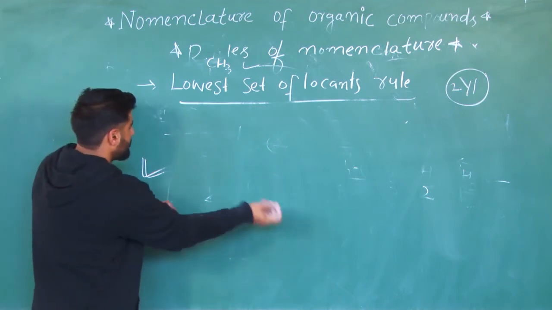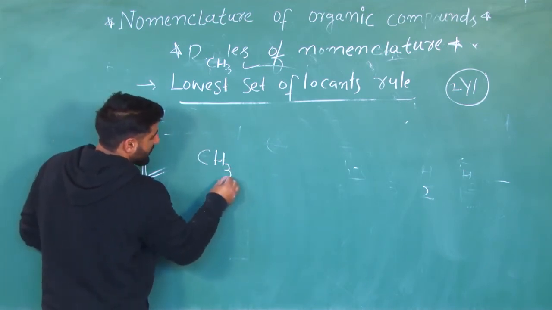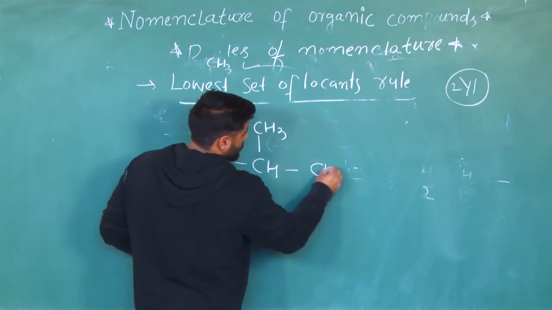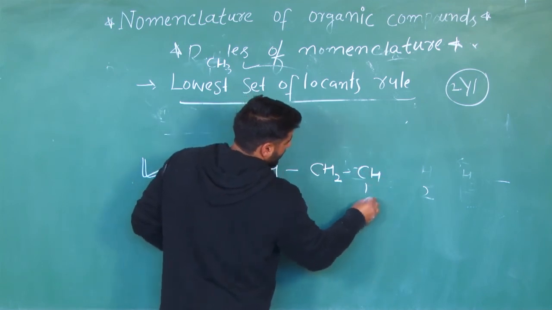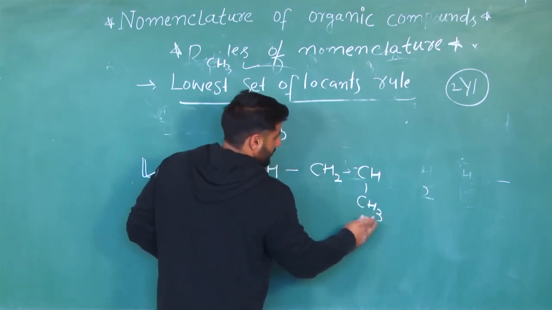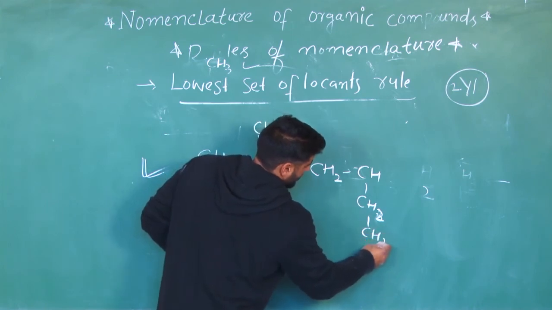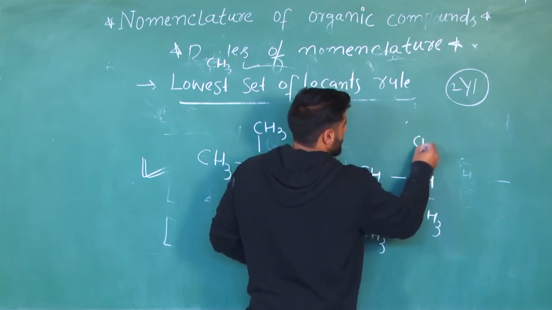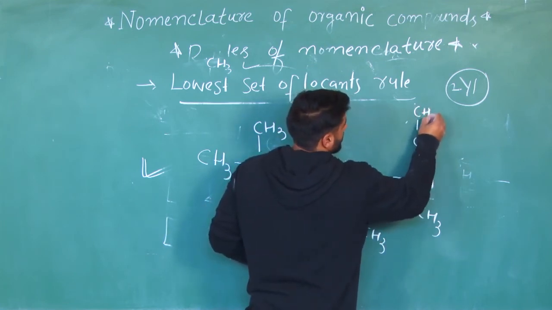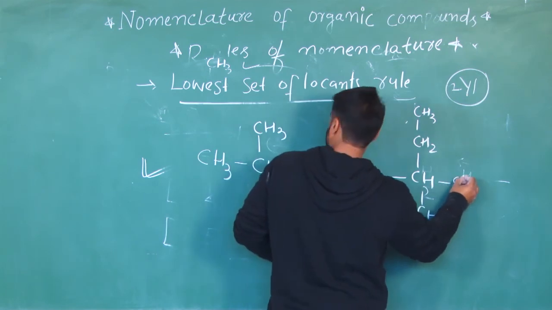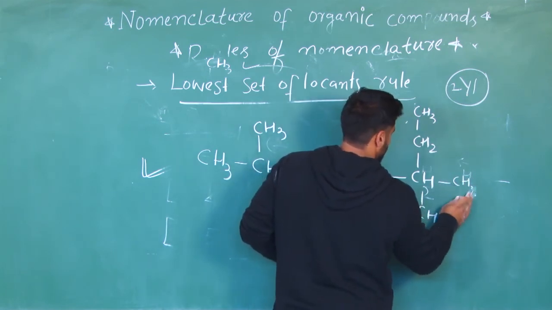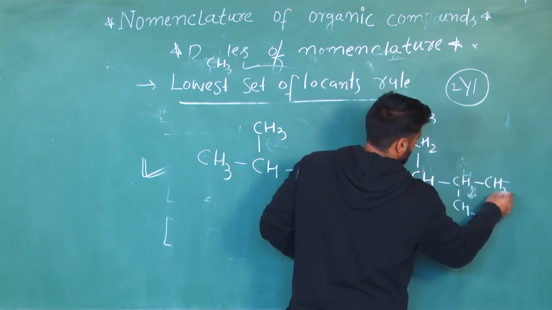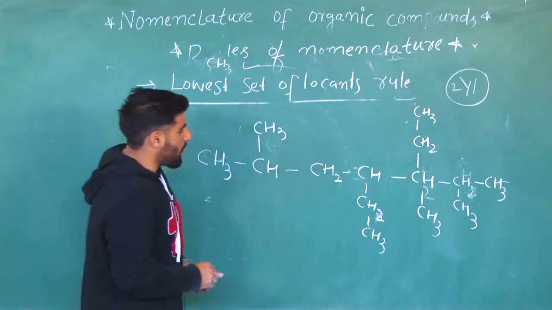Listen, students, I have this compound: CH3, this is CH, this is CH3, this is CH2, this is CH, this is CH3. Suppose this CH2, it's CH3. Now it's CH, it is CH3, and this is CH2, CH3. And I have this compound CH2, this is CH3, and this is CH3. Suppose I have this compound.